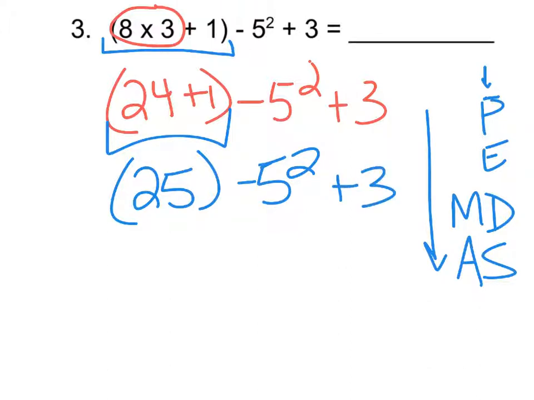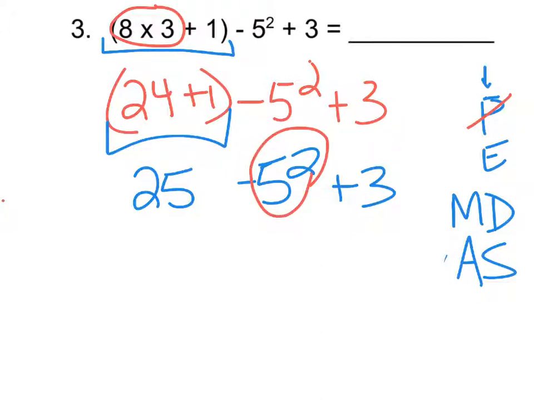I'm going to look and see if I have any more parentheses. I do, but technically these parentheses don't need to be there anymore, so I can get rid of those because there's no operation inside of my parentheses. So I'm going to move on to the next step, and the next step is exponents. Do I have any exponents? I do. I have 5 to the second power. I want to think about 5 to the second power as 5 times 5, not 5 times 2. 5 times 5 is going to give me an answer of 25.